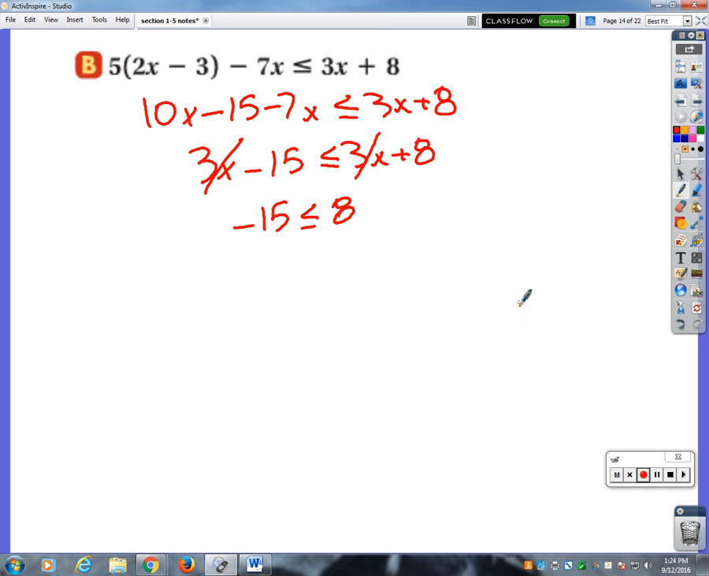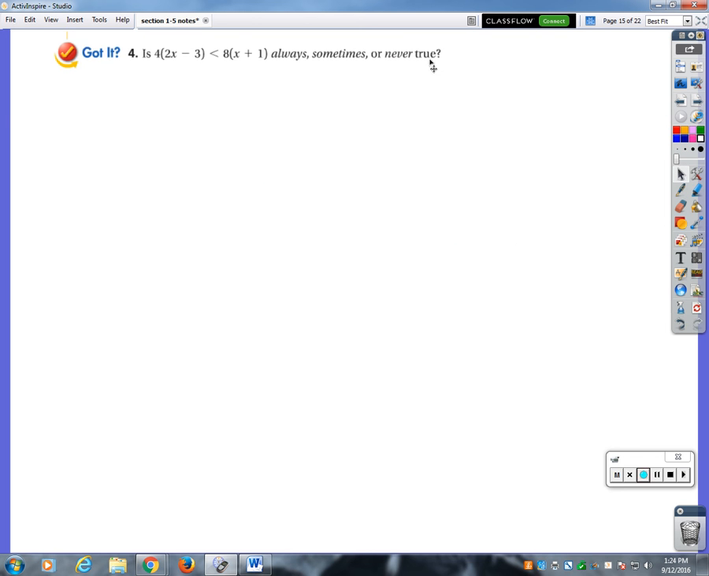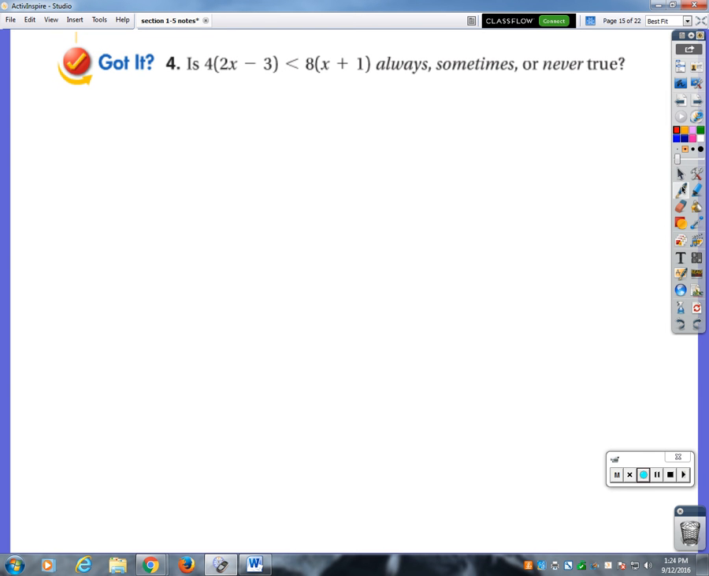Sometimes, always, or never true? Sometimes negative 15 is less than or equal to 8? Always. Negative 15 is always less than or equal to 8. So that one is always going to be true. So again, different numbers, but it depends on which way the inequality is going. That determines our answer. All right. So again, try this one by your lonesome, and I'll come around and see if you need any help.